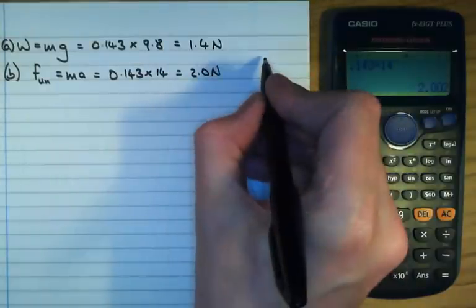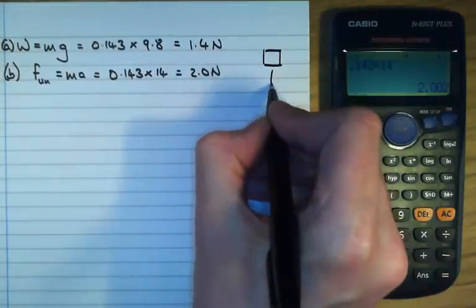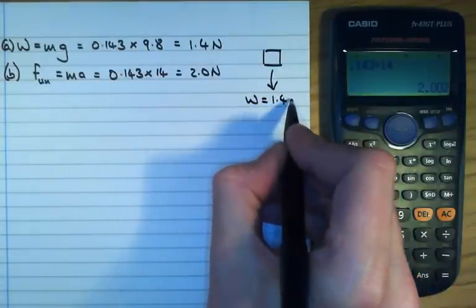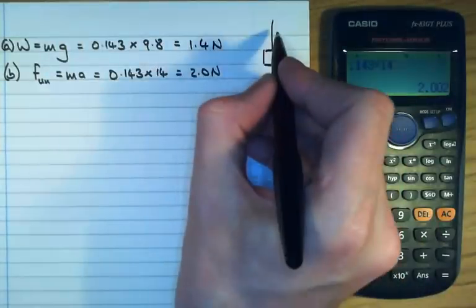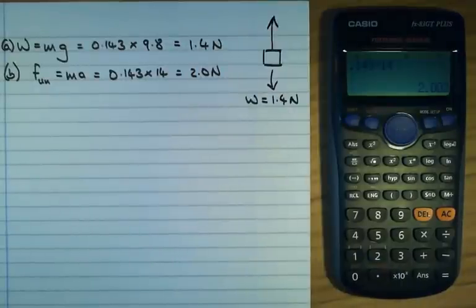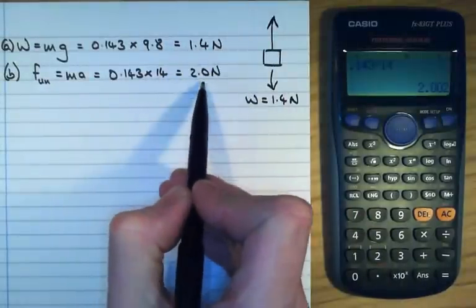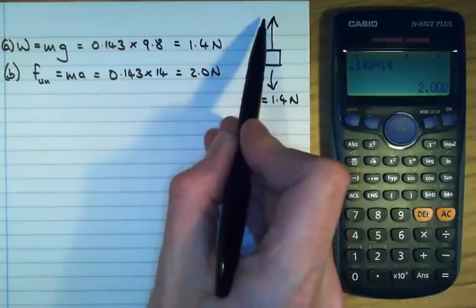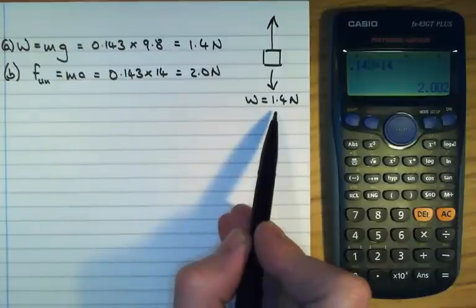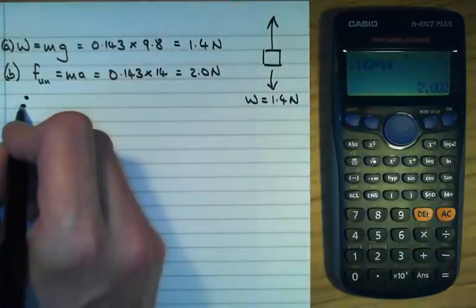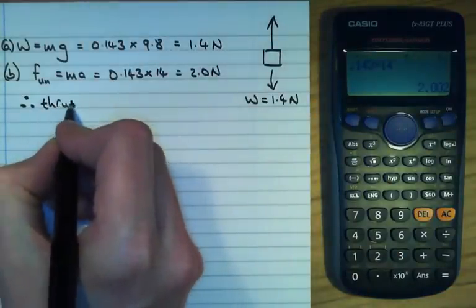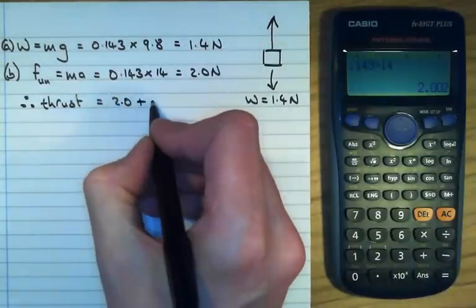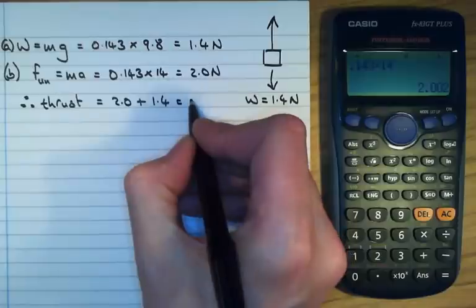In fact, if we had the rocket, again, just draw a box here. We've got the weight force acting downwards. Weight is 1.4 newtons. And basically, we've got the thrust acting upwards. And what this is telling us, that the unbalanced force is 2 newtons, is actually telling us that the thrust force is 2 newtons larger than the weight force. So, of course, what that means is that the thrust would be equal to the weight force plus the unbalanced force, in this case 3.4 newtons.